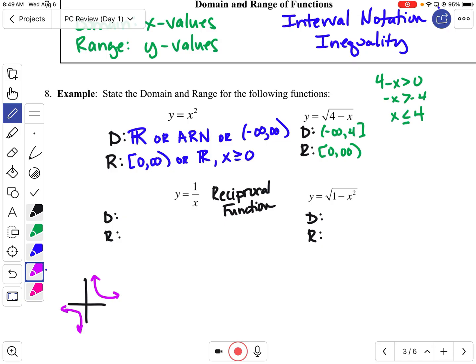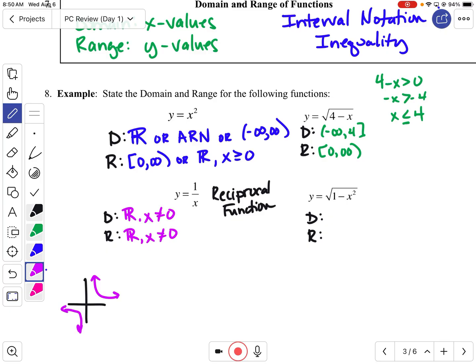So for our domain on this one, what's definitely not going to work in this reciprocal function? For x, 0. Yeah, that's going to be a big no-no. So you could do it one of two ways. I would say real numbers, x not equal to 0. Or you could do negative infinity to 0, then 0 to positive infinity if you wanted to do 2 intervals. All right. What about your y values? What's not going to work? A 0 again, right? We're not going to get 0. The only way to get 0 is if the numerator is 0. So it's going to be the same. All real numbers, x not equal to 0. Okay.